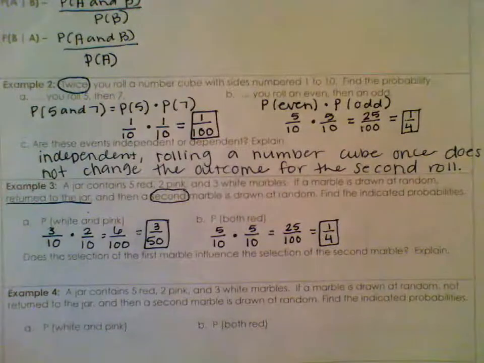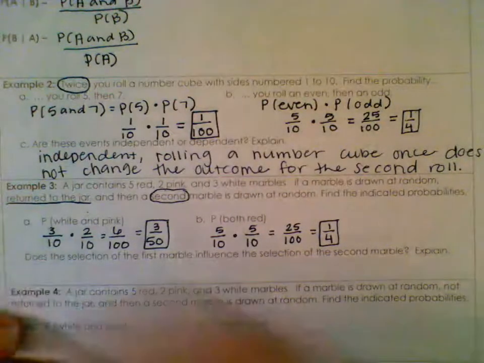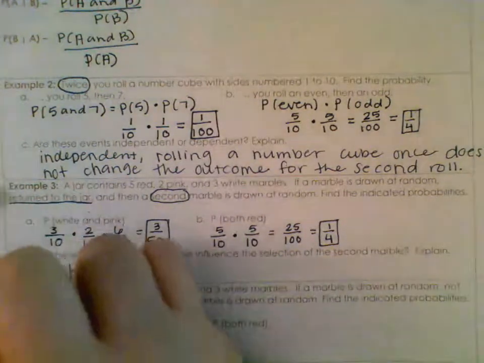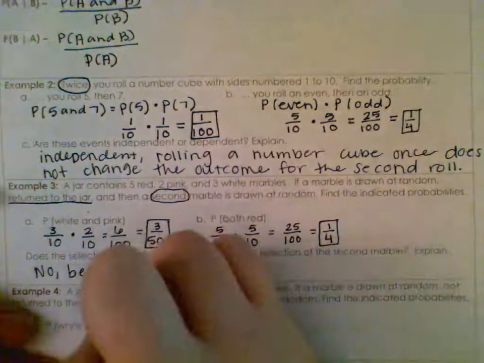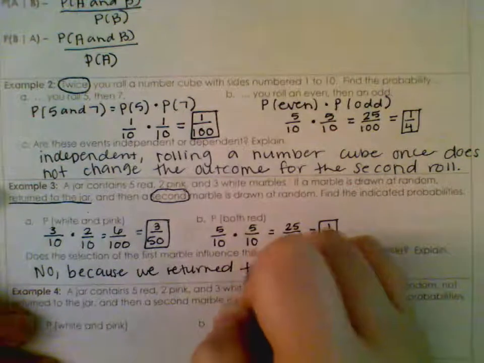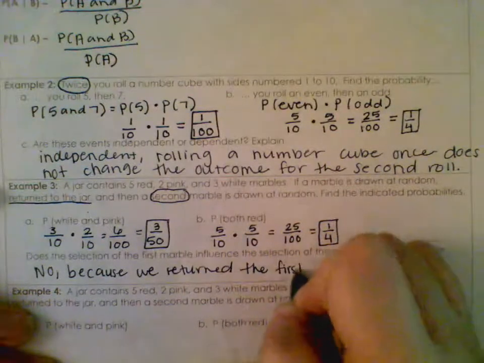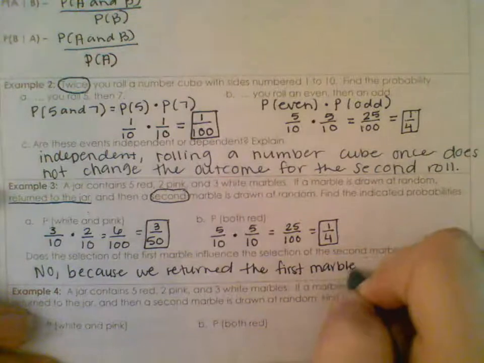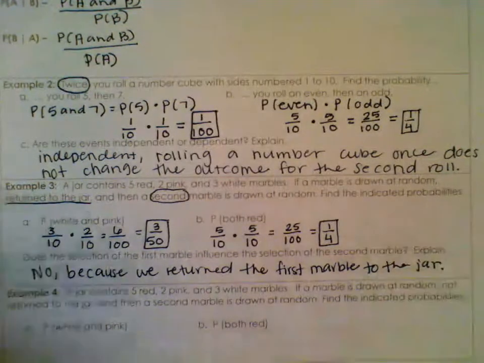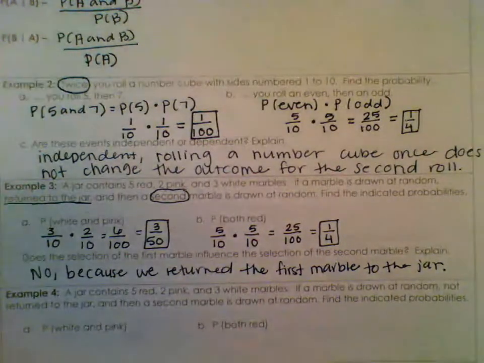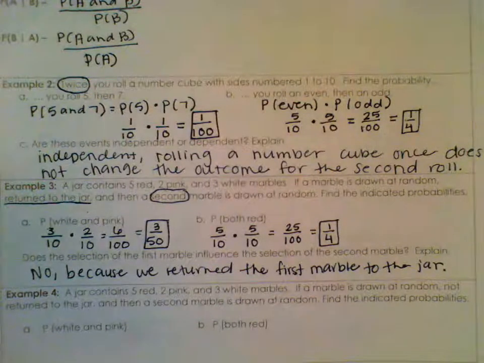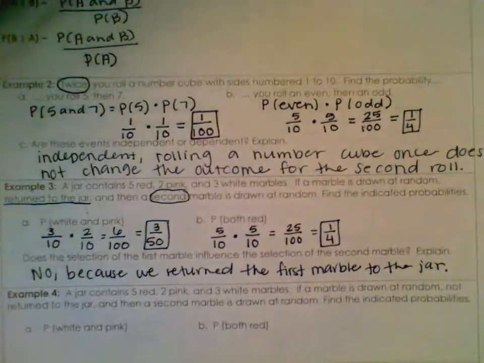So does the selection of the first marble influence the selection of the second marble? Here the answer is no. And why would that be? It's because we returned the first marble to the jar before we pulled the second. Since we put it back in the jar, it's the same number of marbles that we had the first time, so it had no influence on the second probability. Okay.